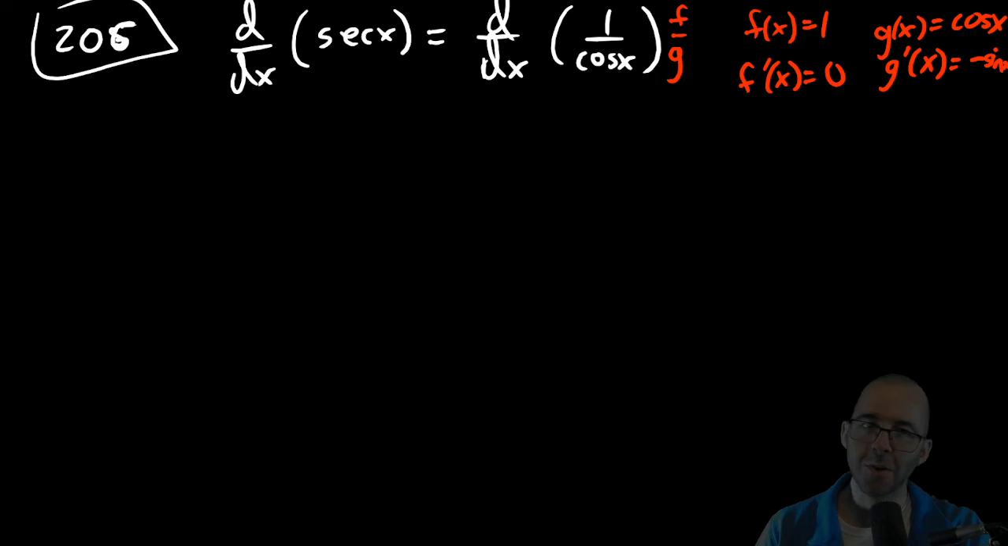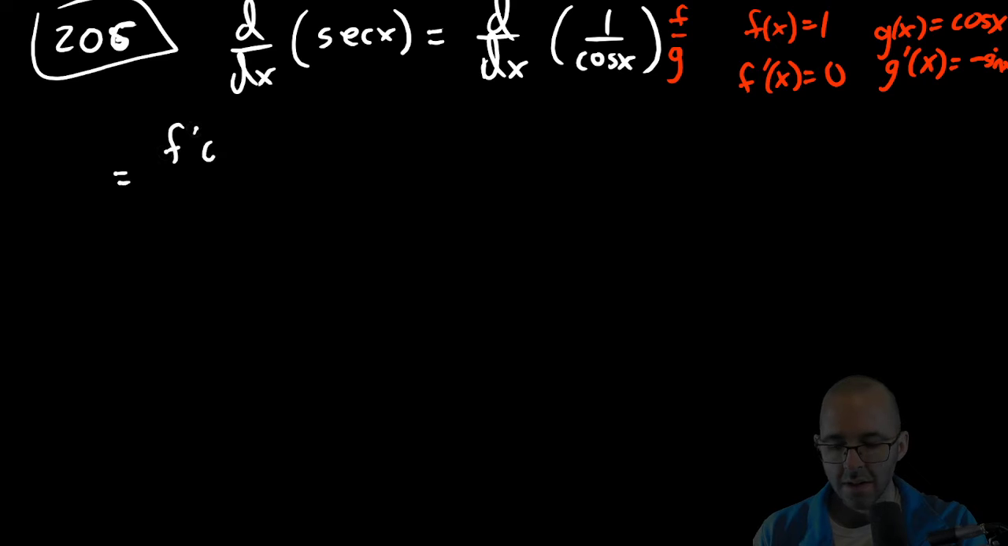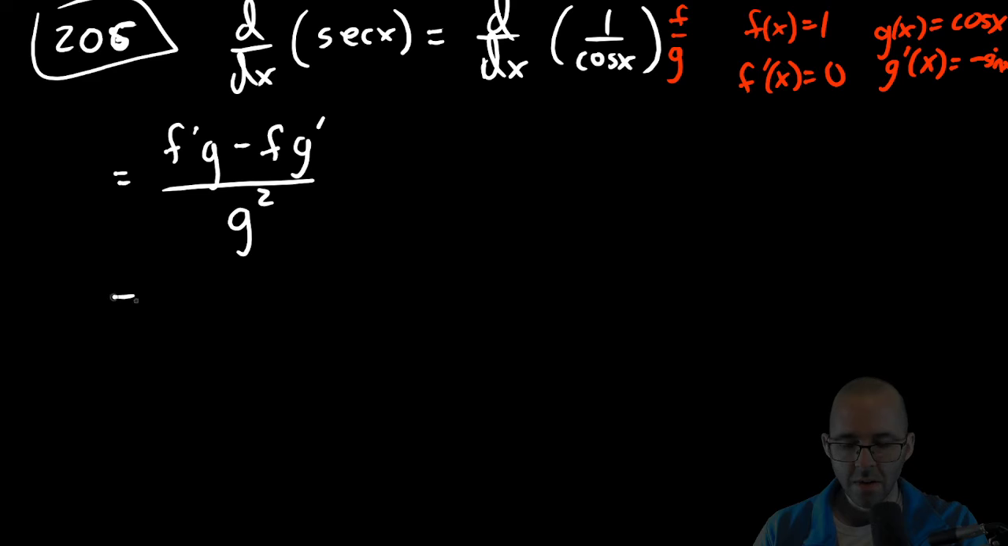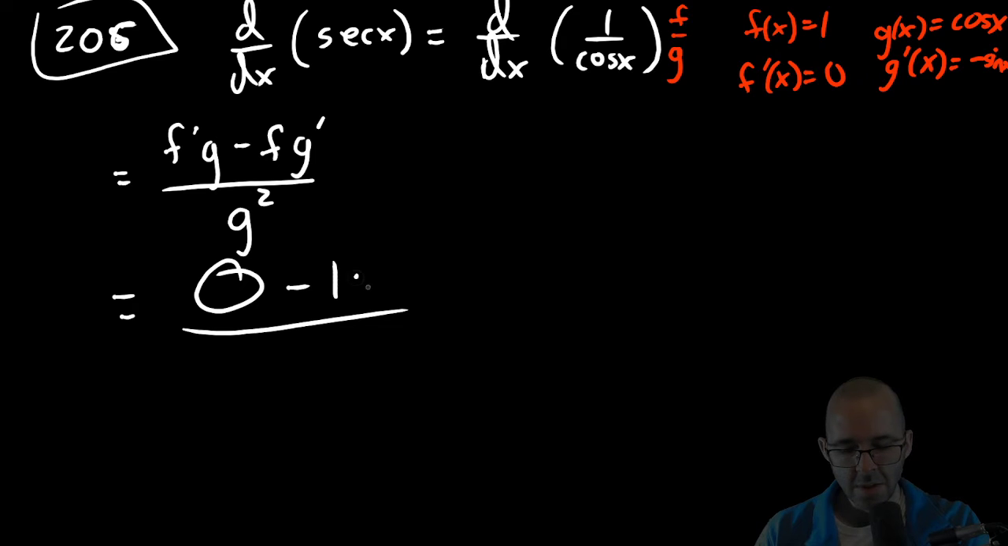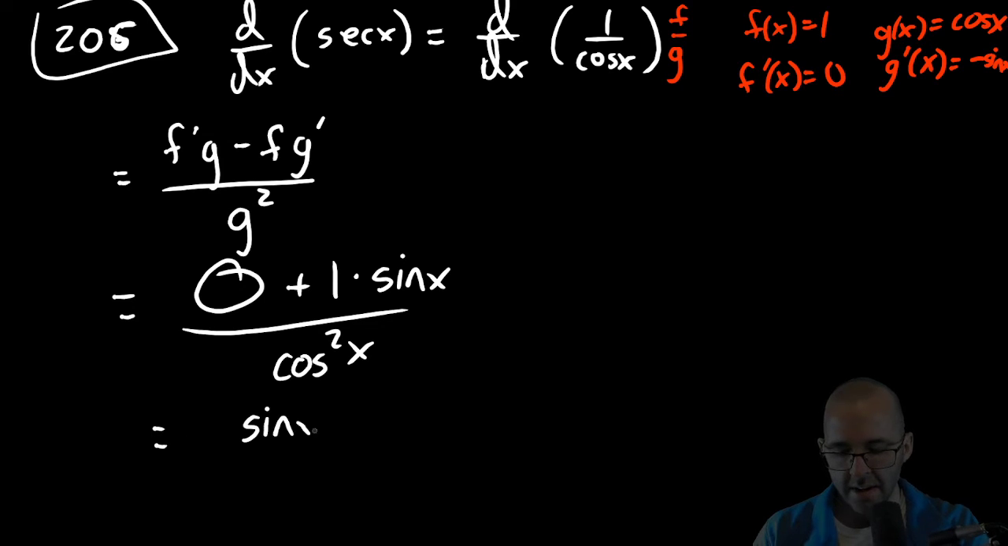Oh, there's totally enough room to write that. The quotient rule says low d high minus high d low, square the bottom and away we go. F prime is 0. So that whole first term is 0 minus f, which is 1, times g prime, which is negative sine of x, divided by g squared. And g is cosine, so divided by cosine of x squared. We have sine of x over cosine squared of x.